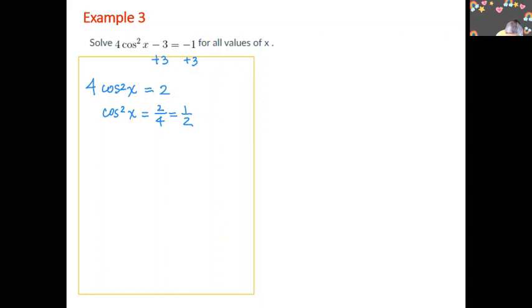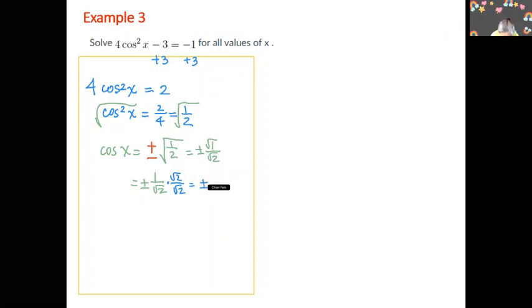Then square root both sides. But what you need to remember is when you square root both sides, this is always cosine without square now, but you have to remember it's plus minus square root of 1/2. You always have to put one plus minus in front of the square root. And then this is the same as plus minus radical 1 over radical 2, which is plus minus 1 over radical 2. Then, as you remember, we might have to rationalize the denominator by multiplying top and bottom by radical 2, it's plus minus radical 2 over 2.